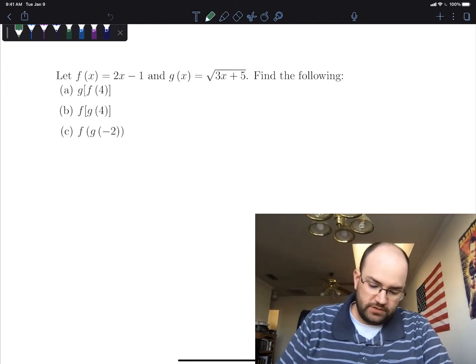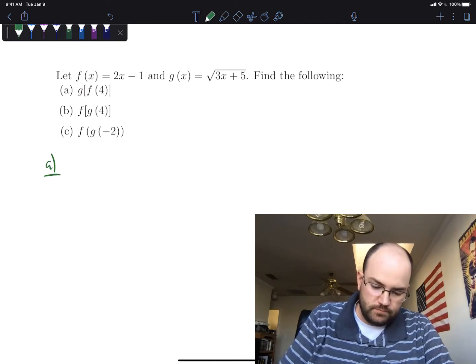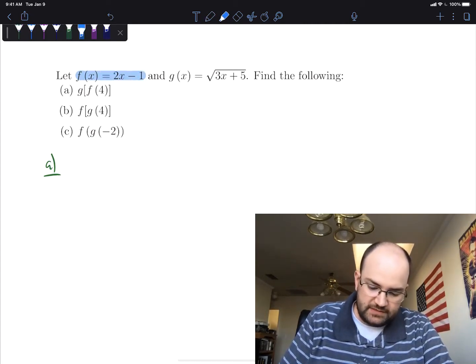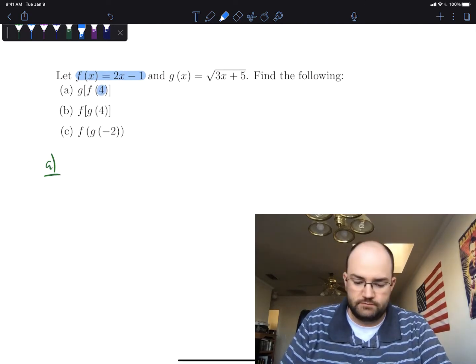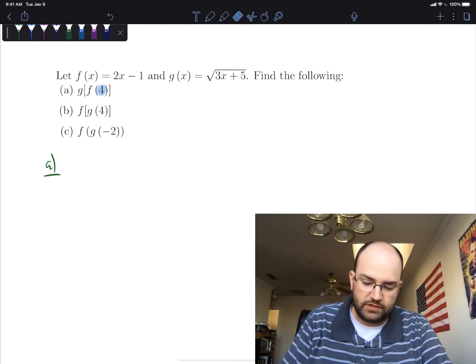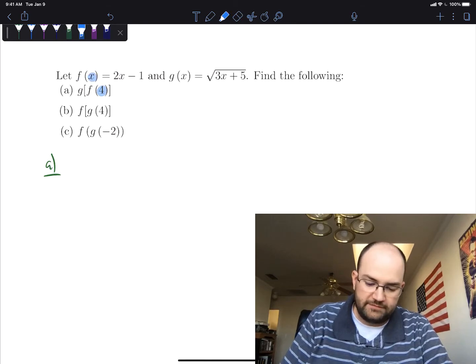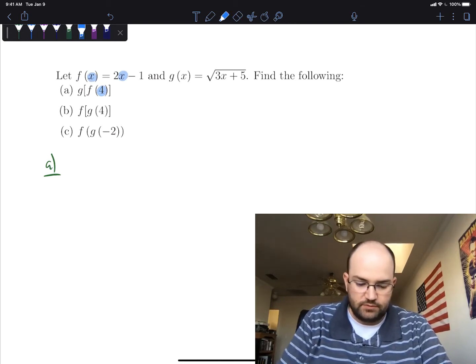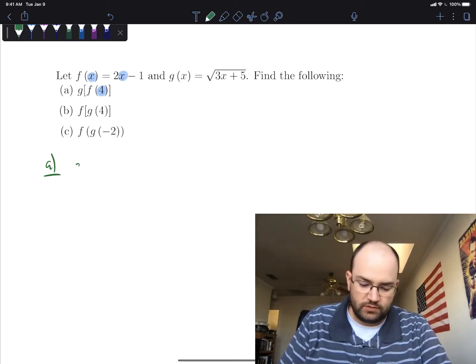Okay, so on A here, we're going to look at where x is equal to 4 for the f of x. So that's where we're going to begin at least. So we're looking at g of f of 4.